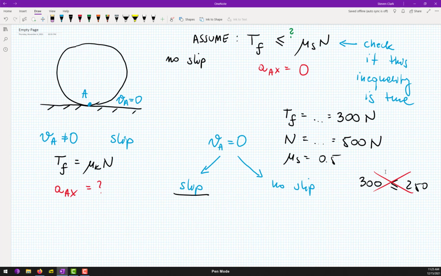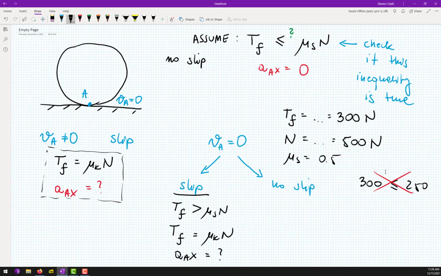So what do you do, guys, in this case? You have to project TF on our Coulomb's cone, so-called, yes? So that means that our TF will be again equal to mu Kn, and our AAX is again unknown. So it's exactly the same case as in here. Did I lose you so far? Okay. So this will happen if this inequality occurs in our solution.